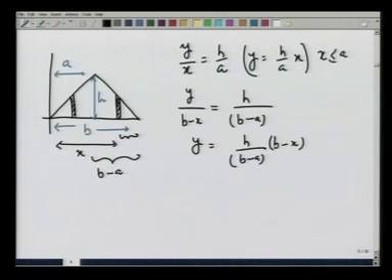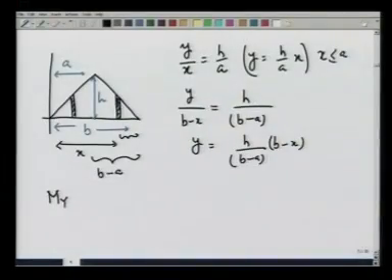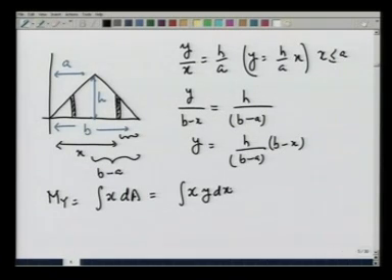Now, I am ready to calculate the moment about the y axis. The moment about the y axis, m y, is equal to integration x dA, which I am going to write as integration x y dx, where y dx represents the area of this strip or this small strip. This I am going to divide into two parts, because behavior of y with respect to x is different for x up to a and for x greater than a. This, by the way, is for x greater than a.